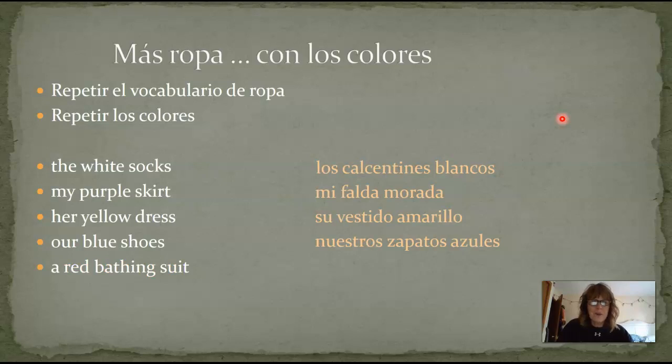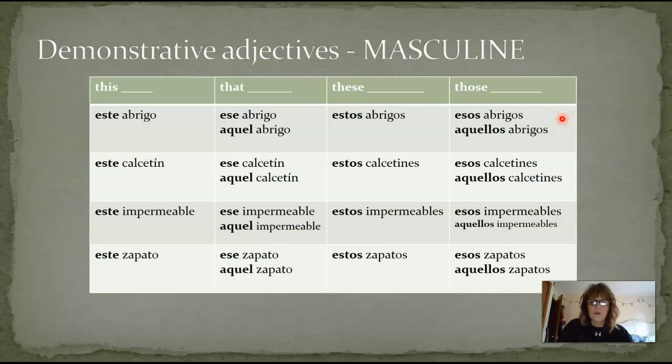A red bathing suit. Un traje de baño rojo. Since it's traje, it's masculine. Rojo. We'll make that plural. Un traje de baño rojo.